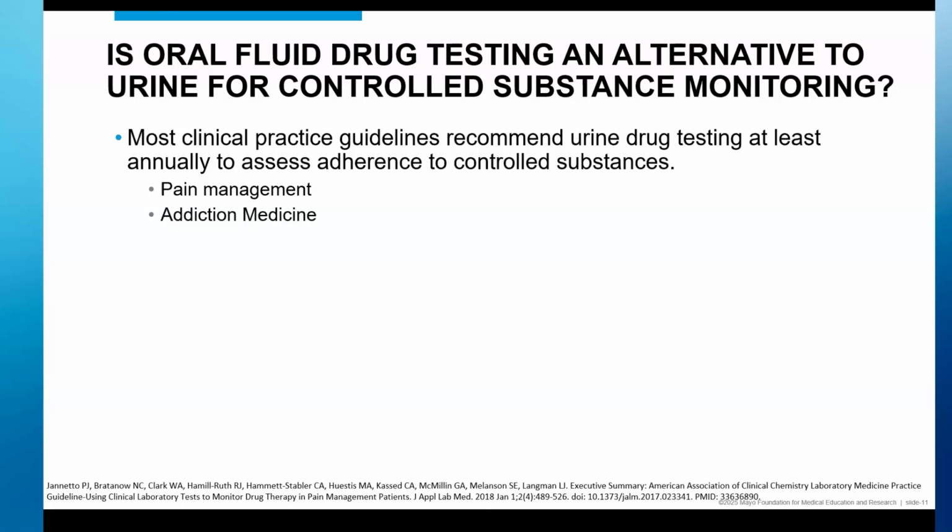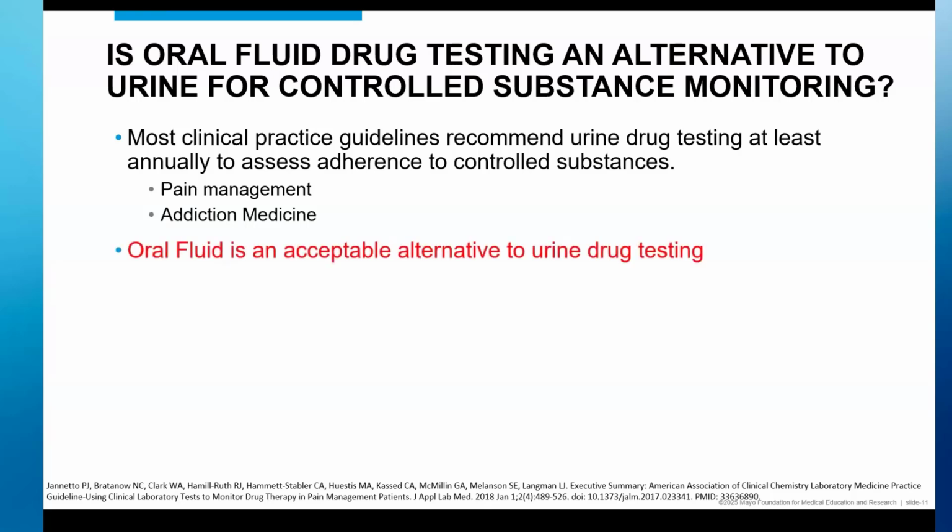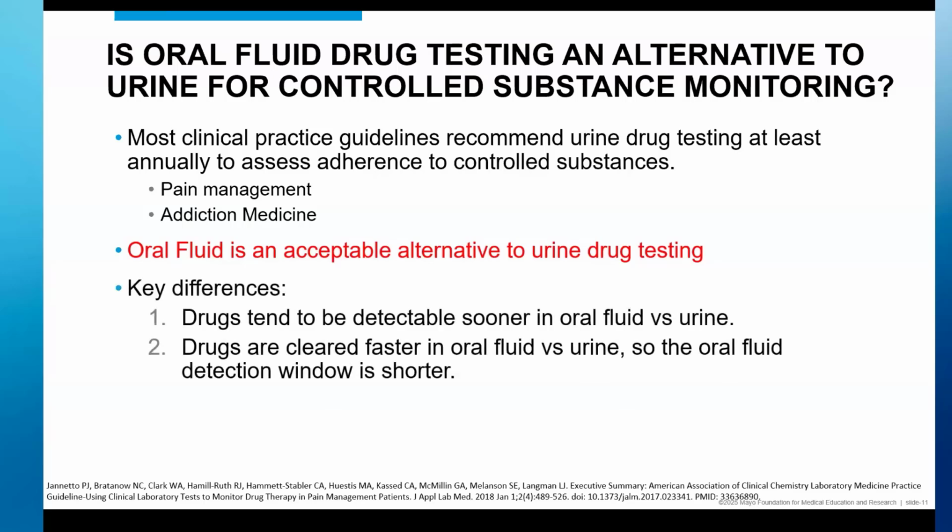However, if you also read in these documents, for example, in the laboratory medicine practice guideline document, they actually state oral fluid is an acceptable alternative to urine drug testing, and it is widely accepted as an alternative matrix for controlled substance monitoring. However, there are two important differences that I want everyone to walk away with today. In oral fluid, drugs are detected sooner, so they appear sooner compared to urine. At the same token, drugs are cleared faster in oral fluid compared to urine, meaning the window of detection is going to be shorter in oral fluid.